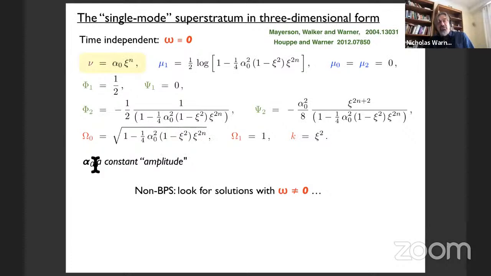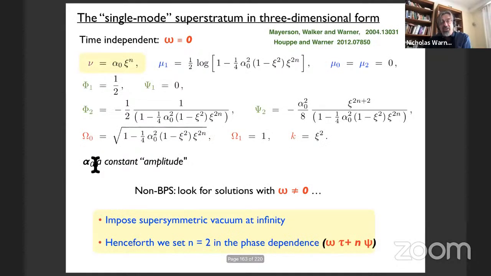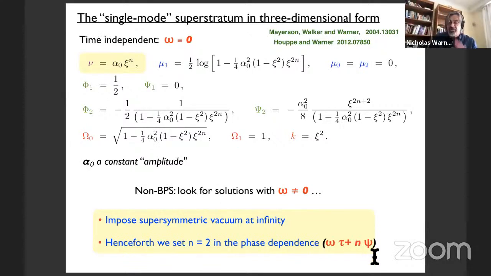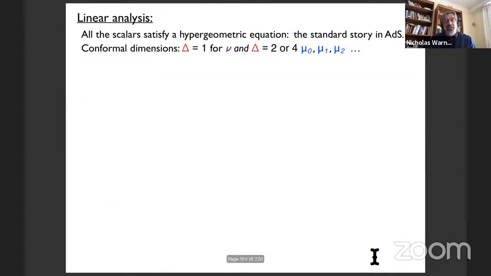Okay, now we look for solutions that have omega not equal to 0. So these will be genuine non-BPS things. We're going to impose the supersymmetric vacuum at infinity. And to make life easier, I'm going to choose the mode number here to be 2. There's a stupid reason for doing that, but it's better than choosing 1. So the linear analysis tells you something really very useful to start with.